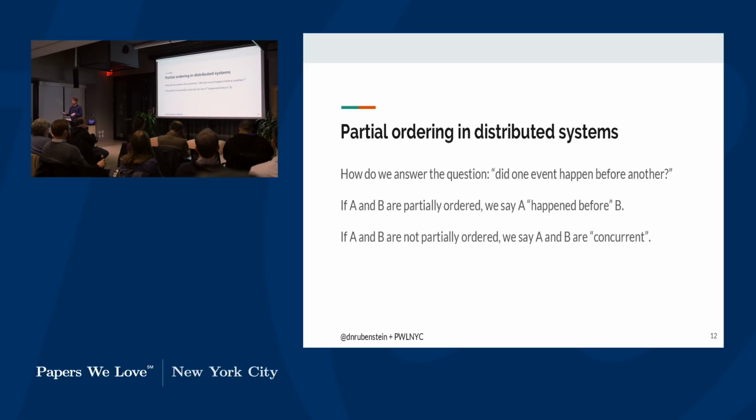So we have 2 events, A and B. A could have happened before B. B could have happened before A. But this is a partial ordering. So there's a third option, right? A and B could be concurrent. They could happen at the same time.